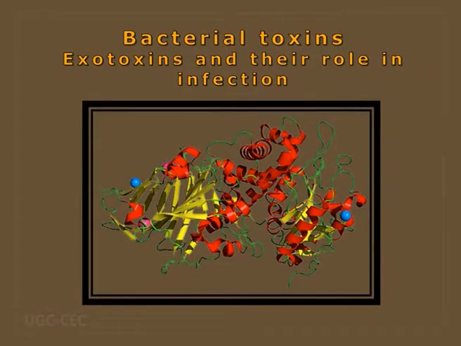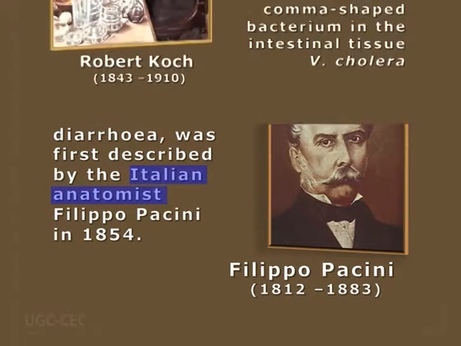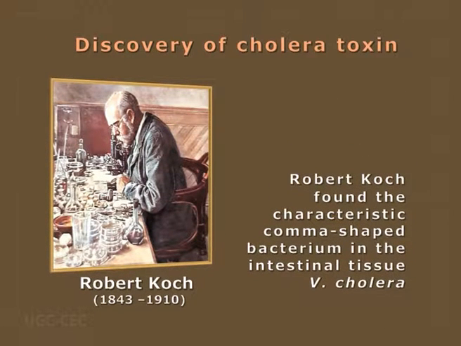Now, what is the cause of this cholera disease? The cause of cholera is a soluble protein. The first description of the disease was done by Filippo Pacini in 1854, a noted Italian anatomist, and later it was Robert Koch who first found the organism, Vibrio cholerae, which caused the disease.